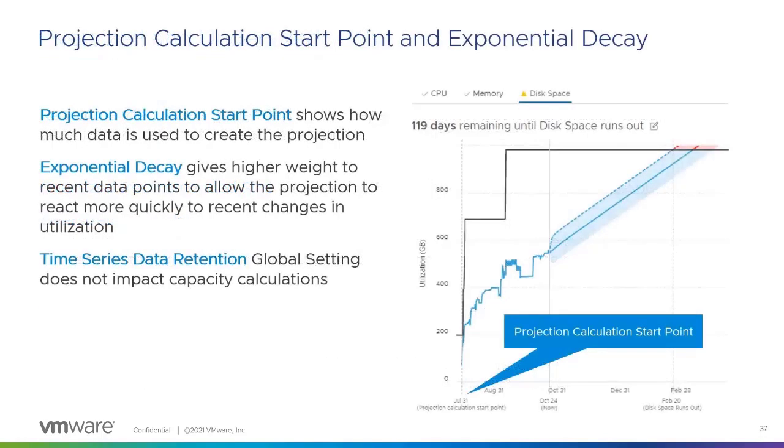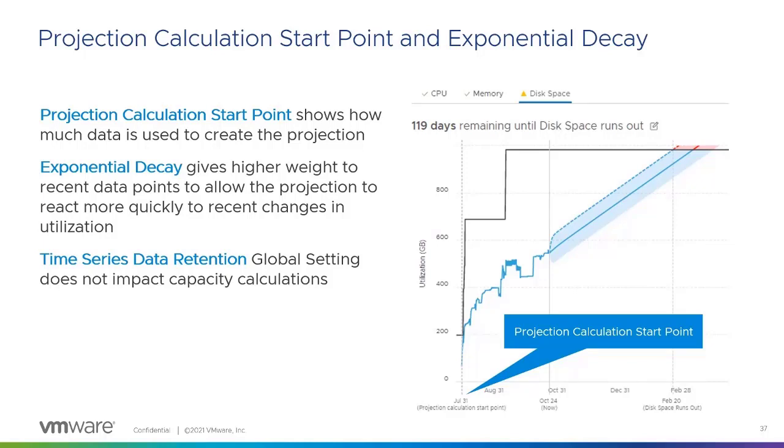Okay, the other thing that comes up a lot is people want to know how much data is used in these projections. How far back does it look? And how much data has actually gone into some of these projections? The important part to look at is that you can go in the system and look for this vertical line on the left called the projection calculation start point. You may have to change your time range to look that far in the past to see it.